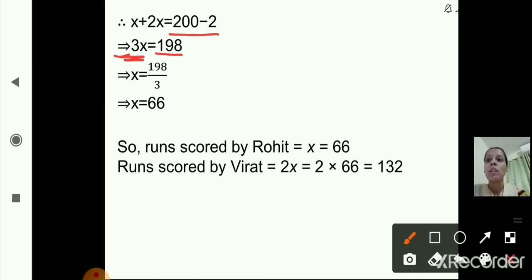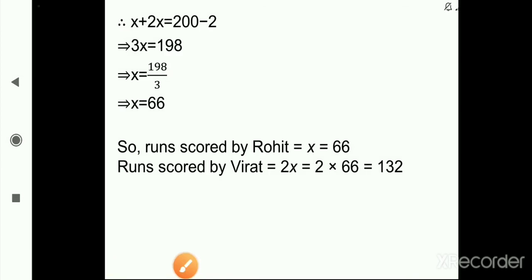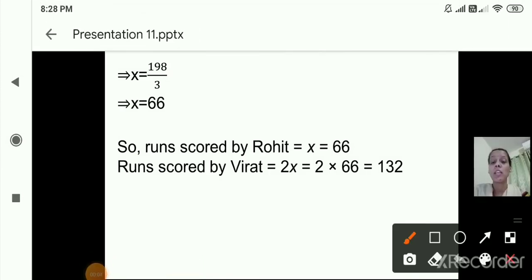Now what is the value of x? x is equal to 198 divided by 3. So we will cancel this. 3 ones are 3, 3 sixes are 18, 3 sixes are 18. Here x is equal to 66.